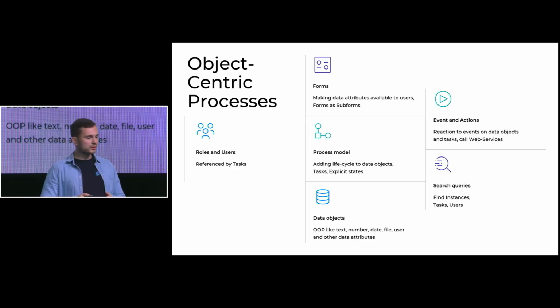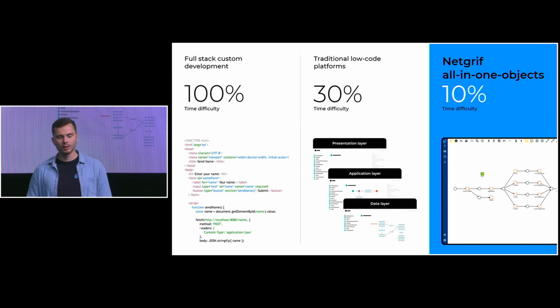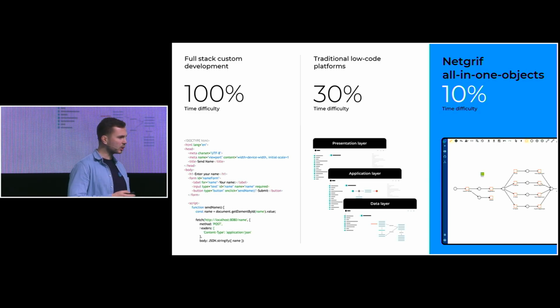Then we have roles and user lists. By roles and user lists, you describe who can do what within the low-code application. We also have actions that are reactions on top of events. Those are bigger or smaller pieces of code that can help you make your application more dynamic. And last but not least, we have search queries that help us find anything that you want within the application.